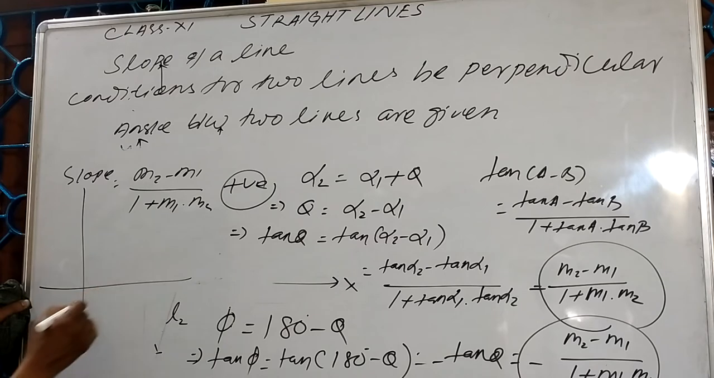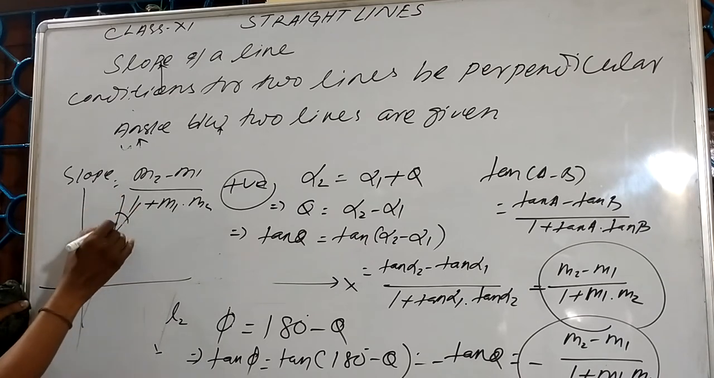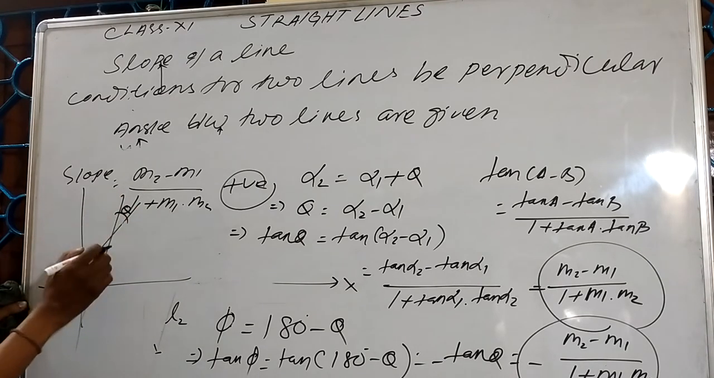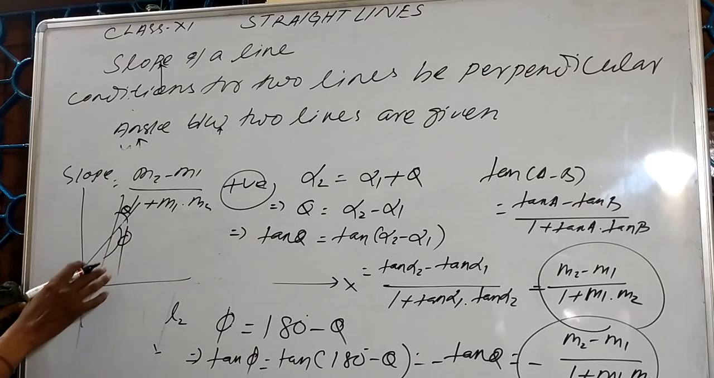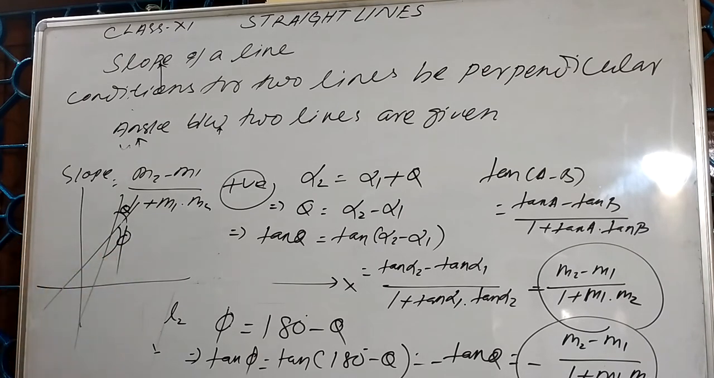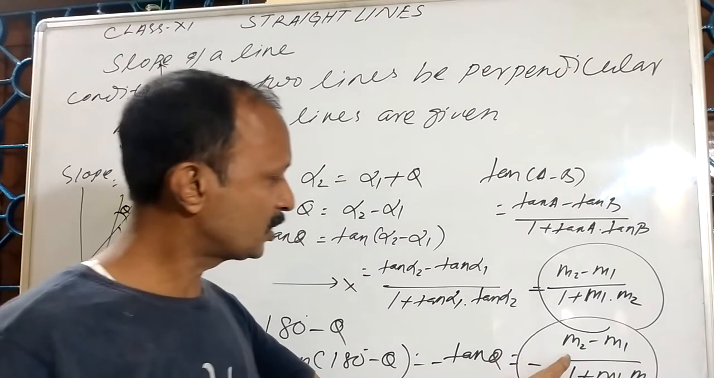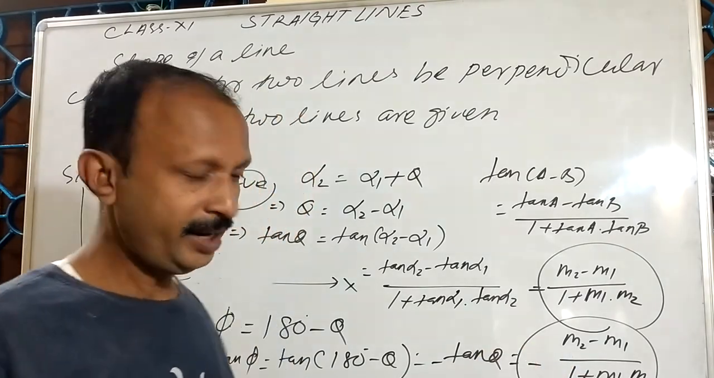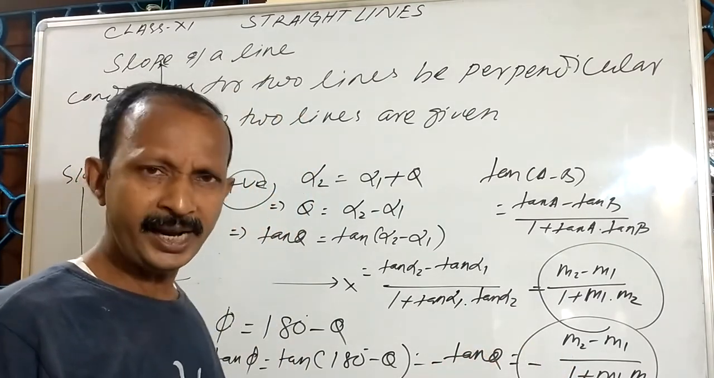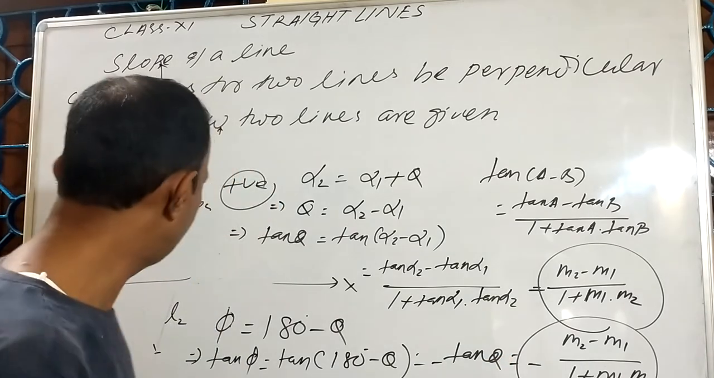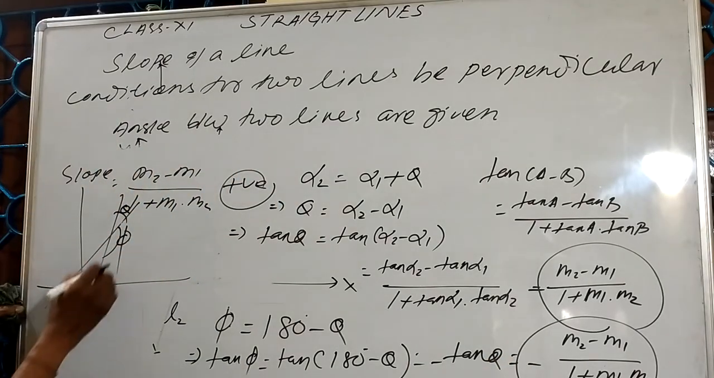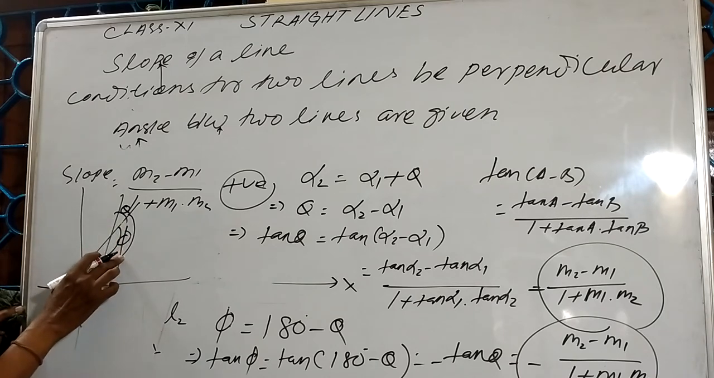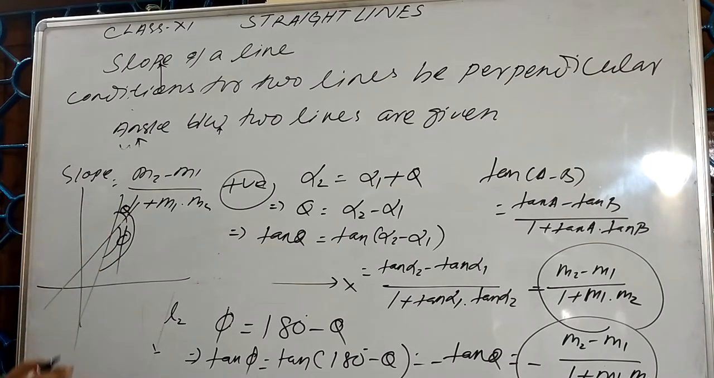if the slope is positive, in this case you will find that this theta is an acute angle, whereas phi is an obtuse angle. If the answer is negative, that means the slope is negative. Slope is negative in the sense this angle, phi, will be the acute angle, and theta will be the obtuse angle.